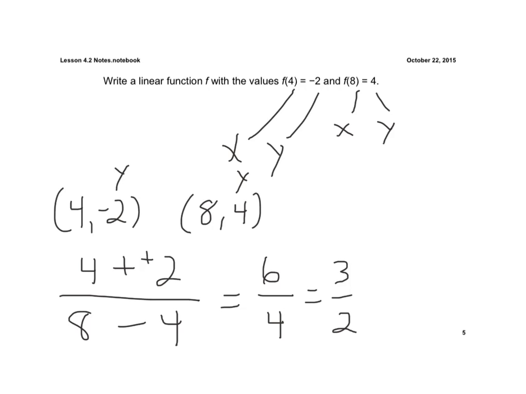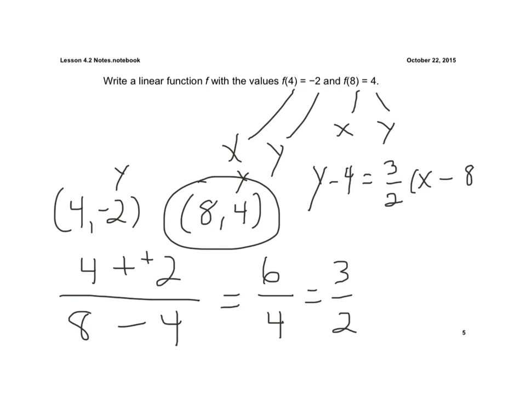Now again, I'm going to use point-slope form, and I'm going to use one of my points. This is the point I'm going to choose to use, (8, 4), because they're both positive values. So I go y minus 4 equals 3 halves times x minus 8. Now again, I need to put this into slope-intercept form. So we're going to go ahead and solve this.